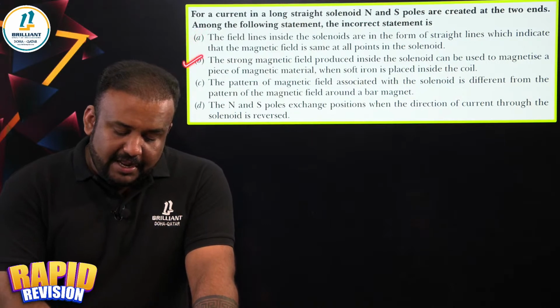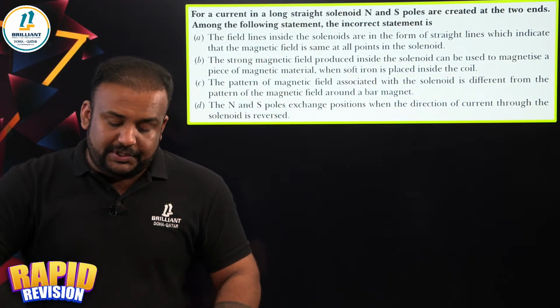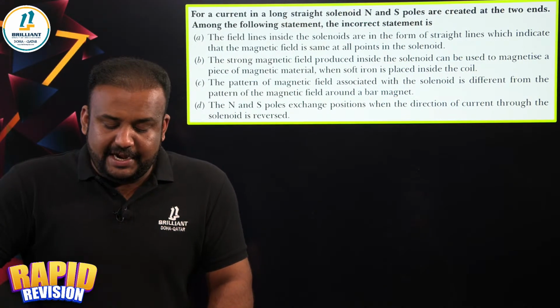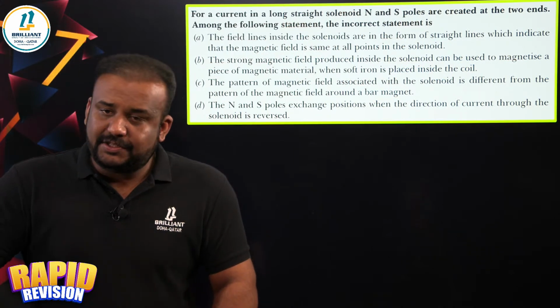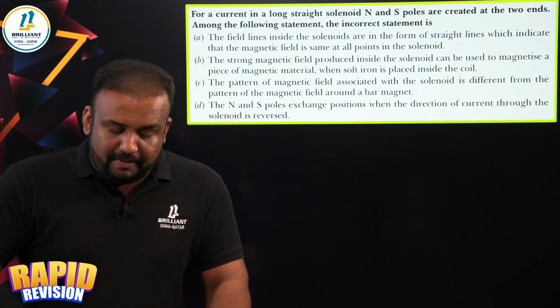The second statement: the strong magnetic field produced inside the solenoid can be used to magnetize a piece of magnetic material when soft iron is placed inside the coil. That is true. This is the principle of the electromagnet, isn't it? This is the principle of the electromagnet.